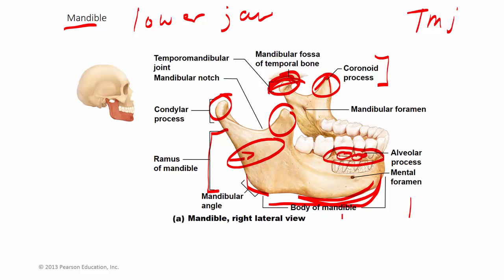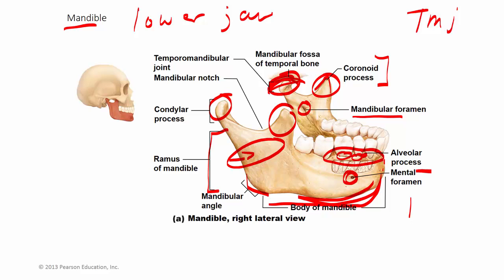And then you have some foramen. You have a mental foramen, so there's two mental foramen, one on either side. So remember, mental means chin, so foramen is hole. So you have two mental foramen on either side of your mandible. And then the mandibular foramen is going to be on the inside of the ramus, and there's one on each side. That's your mandibular foramen.